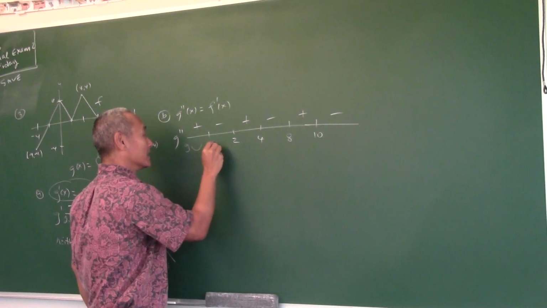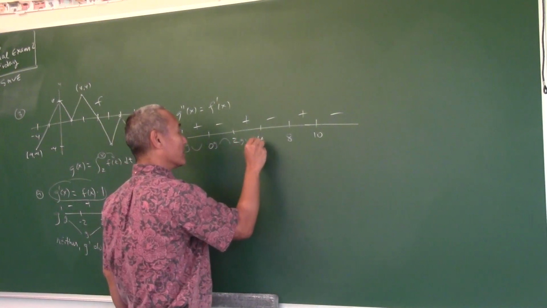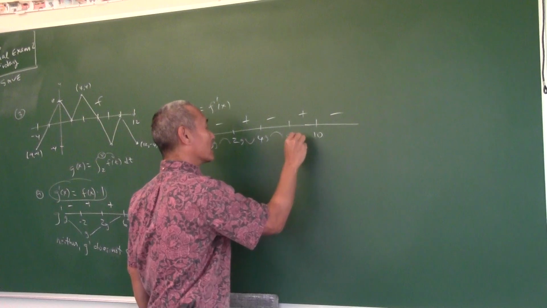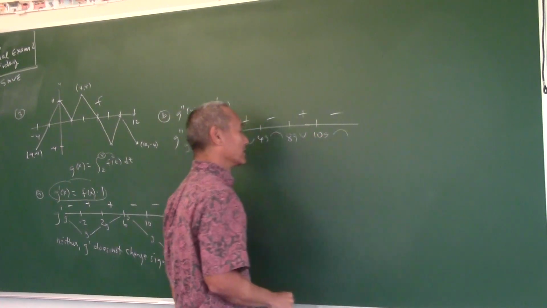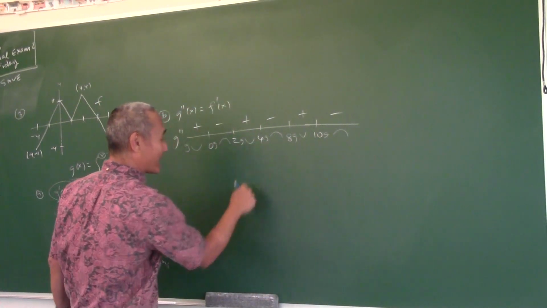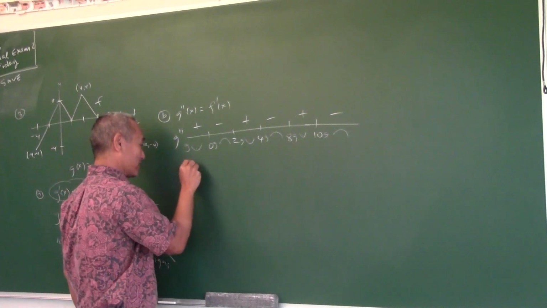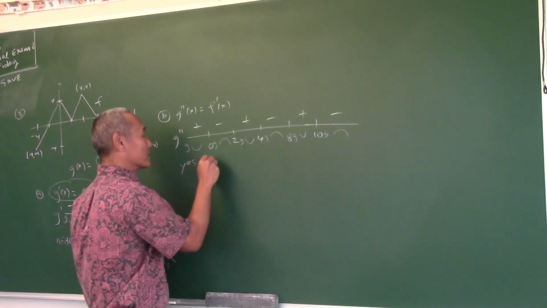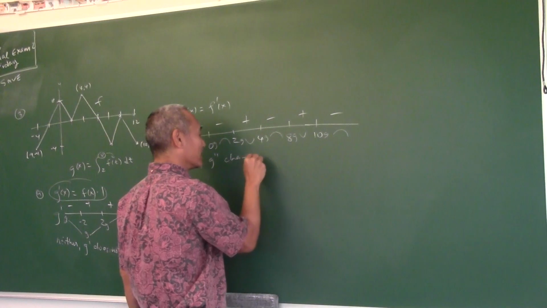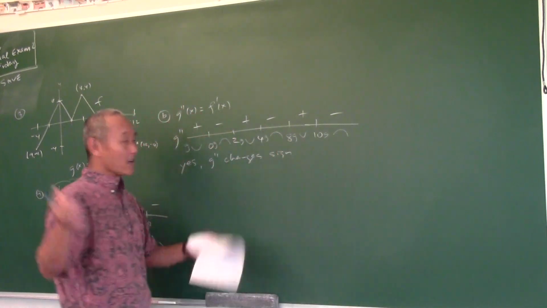G is concave up, G is concave down, G is concave up, G is concave down, G is concave up, G is concave down. So is there a point of inflection at x equal 4? The answer is yes, there is a point of inflection. Why? Because G double prime changes sign. That's all you gotta say.